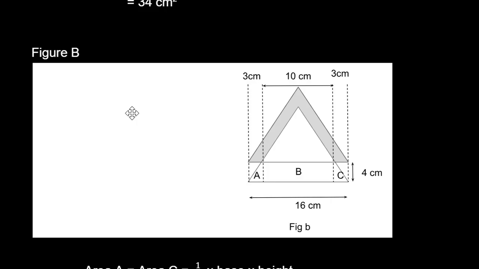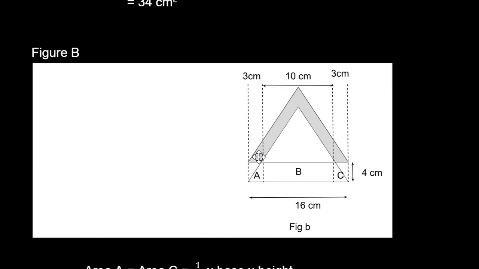Now we look at figure B. The way to solve figure B is similar to figure A. So in this case we want to find the shaded area, but what we actually calculate is this part, the area that comprises A, B and C. The reason, based on the concept above, is that if we can find the area of A, B plus C, it is actually equal to the shaded area.